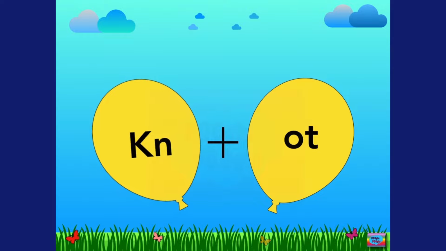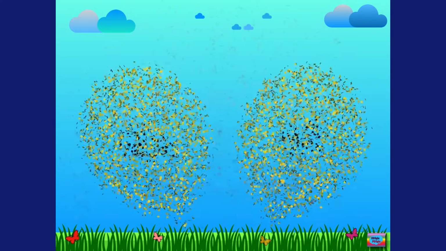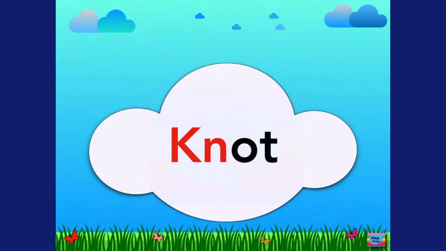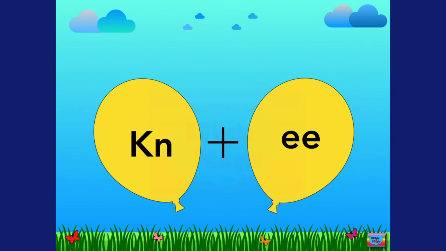N and ought makes, drum roll please, knot. Can you guys tell me what a knot is? Well, I can tell you. A knot is a series of tying a rope multiple times. So, yeah, that's a knot.